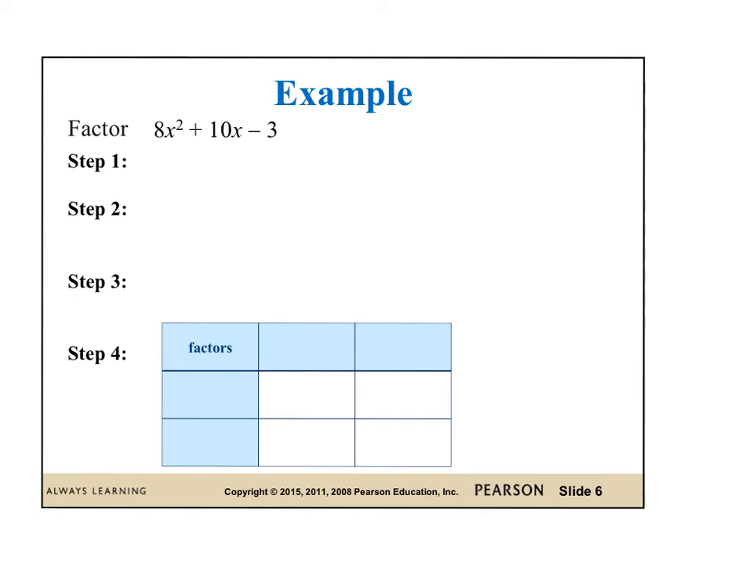So coming back now, hopefully you have figured out what your answer is. The first thing you would have determined is that there is no greatest common factor. So we have to work with what we've got. So we have 8x squared and minus 3, and the product of 8 and negative 3 is negative 24.